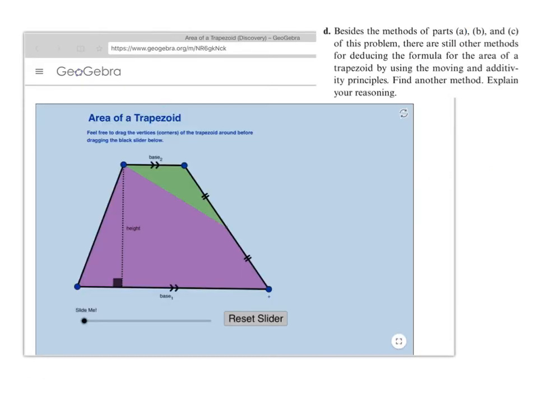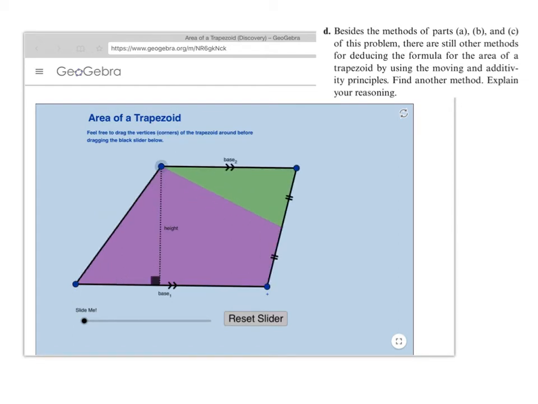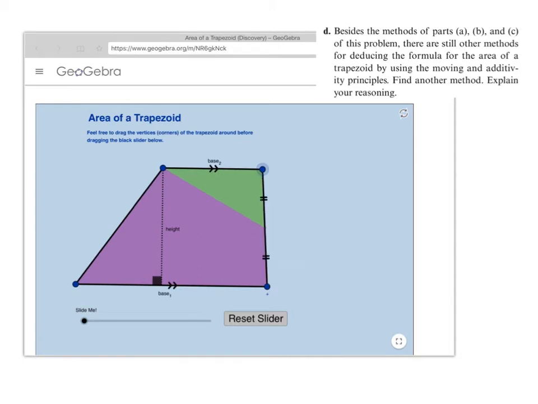In our next example, they asked, besides the methods given in A, B, and C for this problem, are there still other methods? And yes, there are. So let me show you one. One way is we could subdivide this figure similar to the way I have, and again you can adjust this so it looks like a different trapezoid if you want. It doesn't have to be the trapezoid that I had originally.